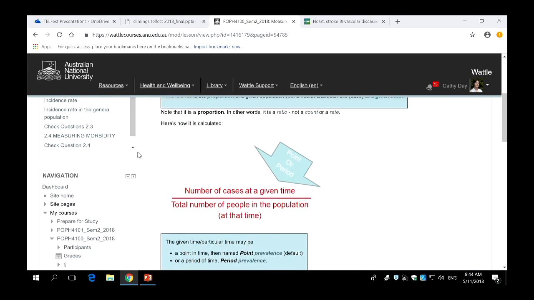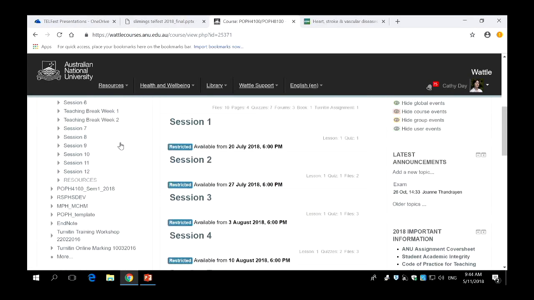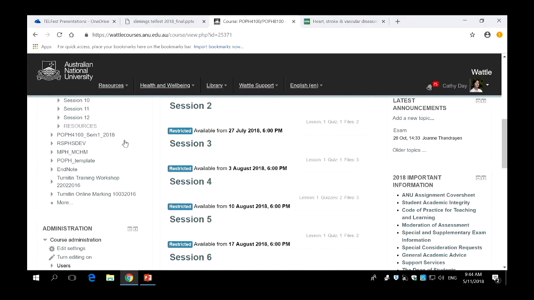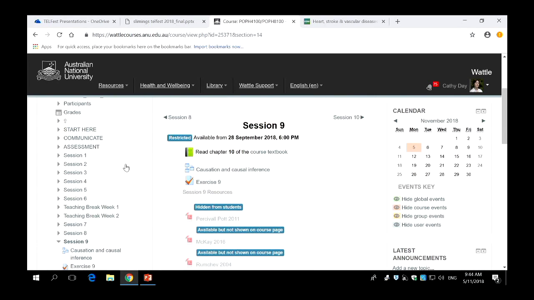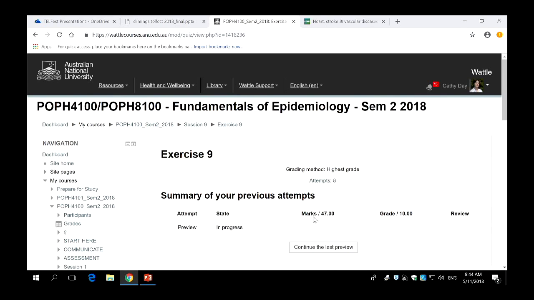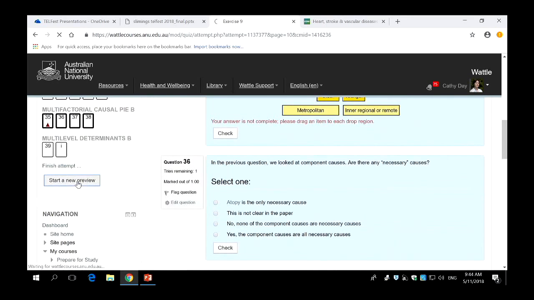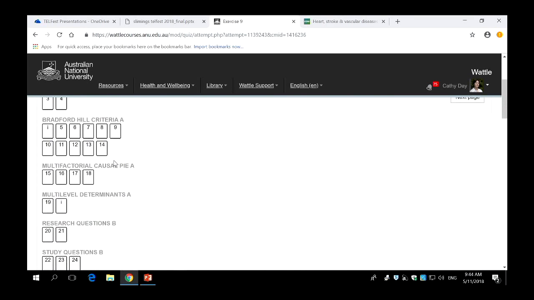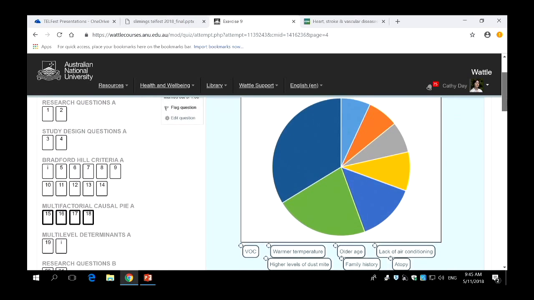Okay, so I'm just going to do one more thing, which is quickly look at exercises. I mentioned how it gets more and more interactive as you go along. So I'm going to choose causation exercise 9. This is the part where students have learnt everything they need to know, and now they need to work out whether they can put it into practice. Let's jump straight to question 15, which is a fabulous thing called a causal pie. If you've done epidemiology, you'll understand what it's about.